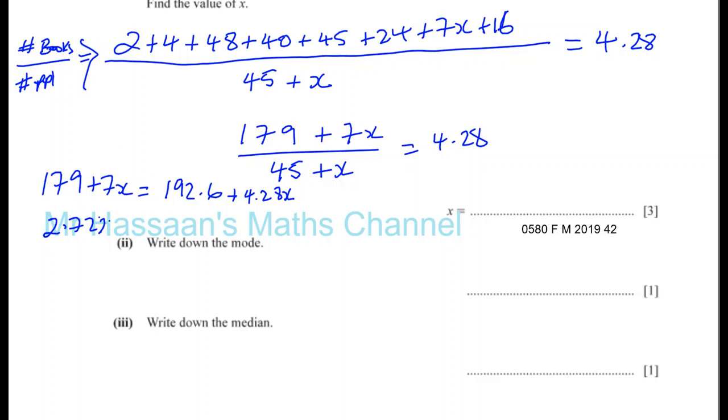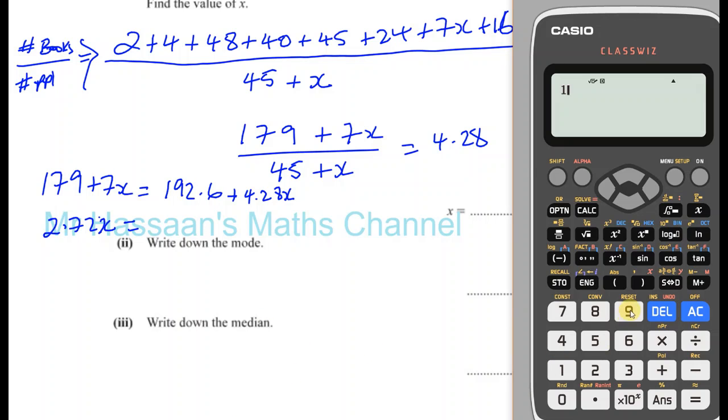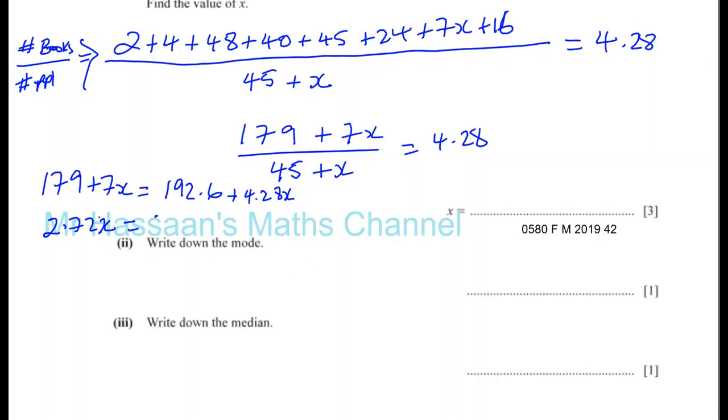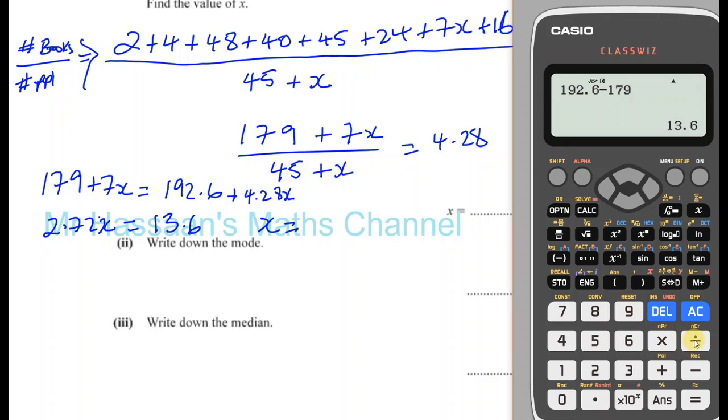So you have 192.6 minus 179. That's correct. That gives us 68 over 5, which is 13.6. So 13.6 divided by 2.72 should give us an answer. So x is equal to 13.6 divided by 2.72, which gives us 5. It looks like that's correct because it's an exact answer, 5. So that's the value of x.